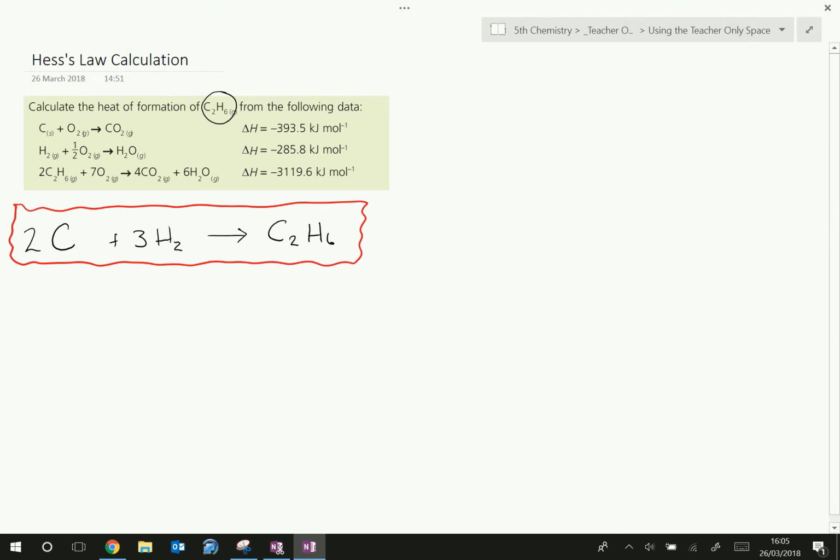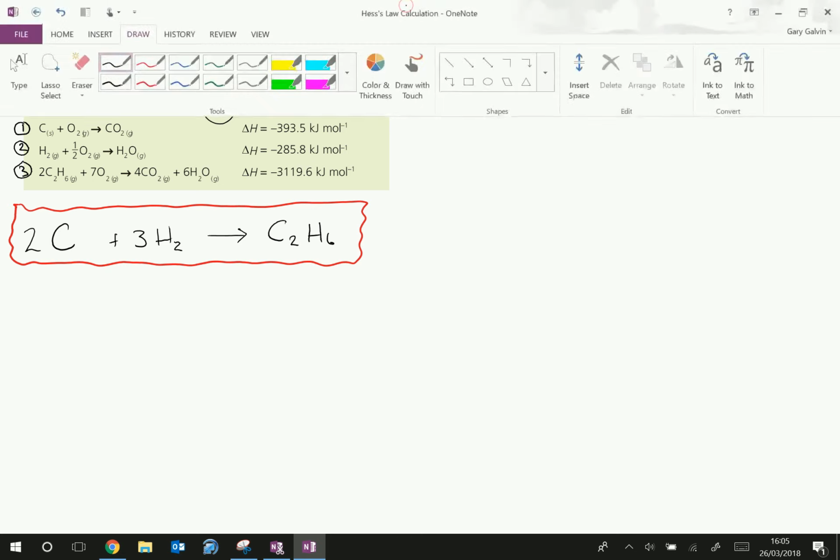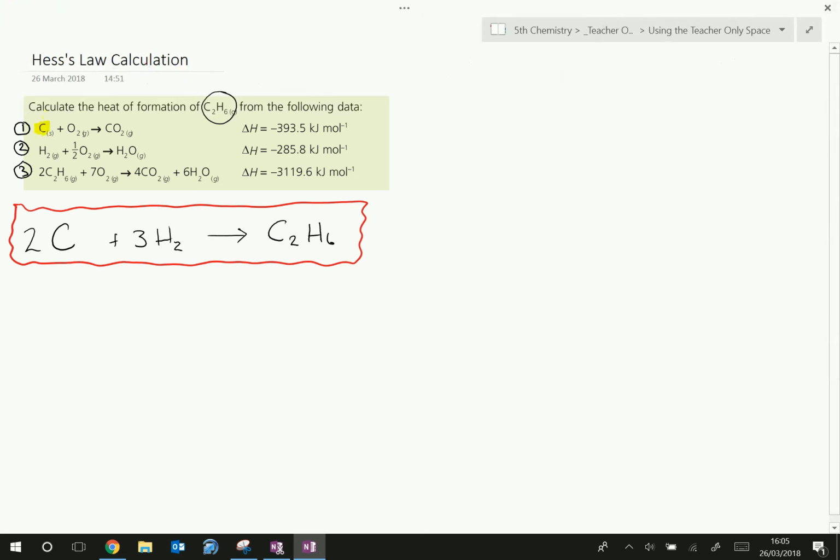Now, if we look at the three pieces of information we've been given, if I was to number them, and we look at equation 1 there. So carbon plus oxygen gives us carbon dioxide. Now I need to find something in equation 1 that matches something in my main equation. And as we can see, what matches there is carbon. Carbon appears in both. So because carbon appears in both, that's what I'm going to focus on for now. So if we just highlight the carbons, just so we know that that's what we're linking up.